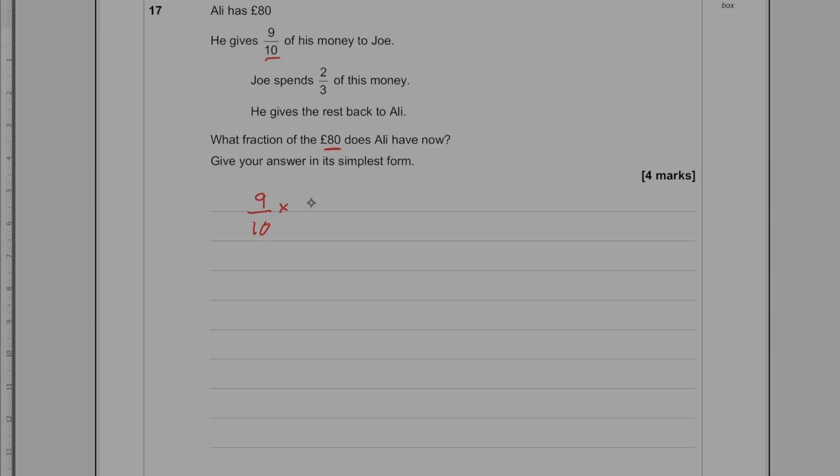So Joe gives back 1/3 of that. If we simplify that fraction, we can go by 3s. So Joe gives him back 3/10 of the original money. And then he's actually got the 1/10 to start with. So that leaves us with 4/10, which would be 2/5 of the original amount. The 80 is irrelevant here.